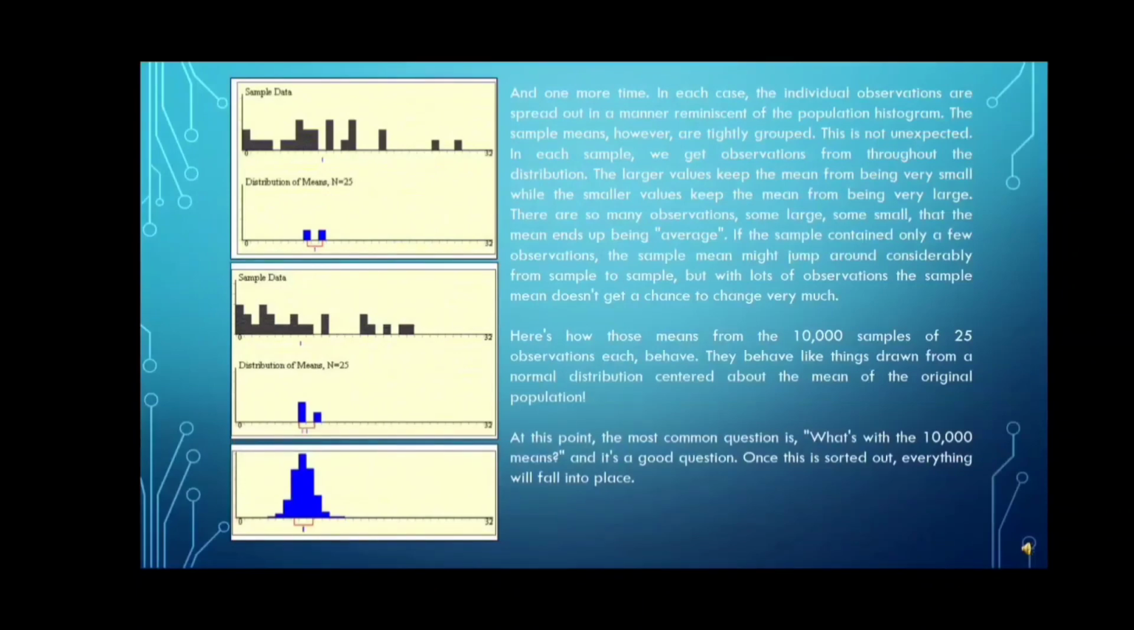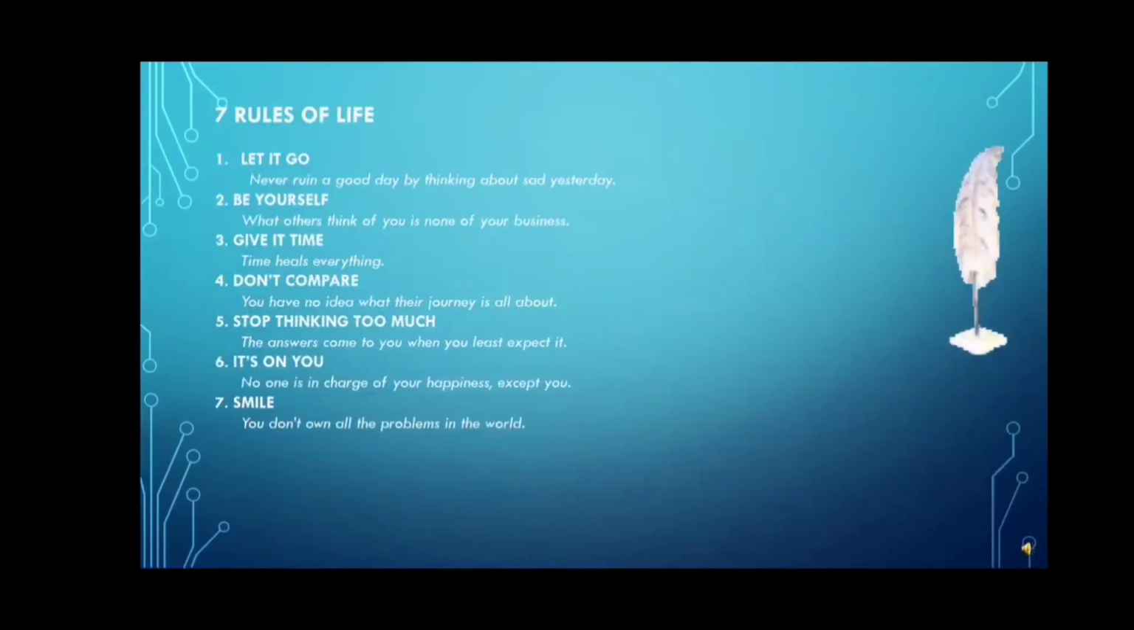Here's how those means from the 10,000 samples of 25 observations each behave. They behave like things drawn from a normal distribution centered about the mean of the original population. At this point, the most common question is, what to do with the 10,000 means? And it's a good question. Once it is sorted out, everything will fall into place.